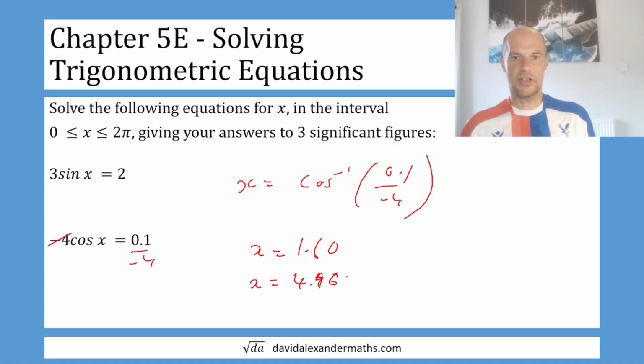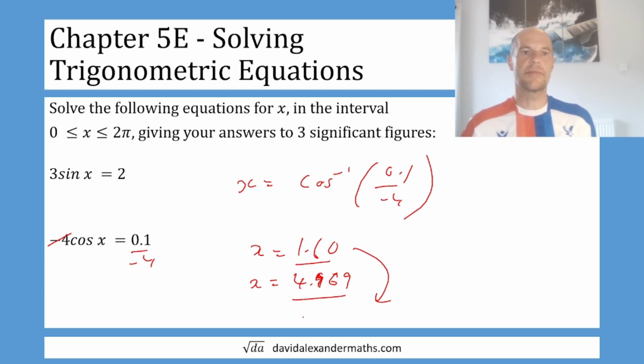Try writing a 6, not a 9, there we go, 4.69. My next solution will be 2 pi added on to 1.60. That will definitely be greater than 2 pi. So only 2 solutions, 1.60 and 4.69.